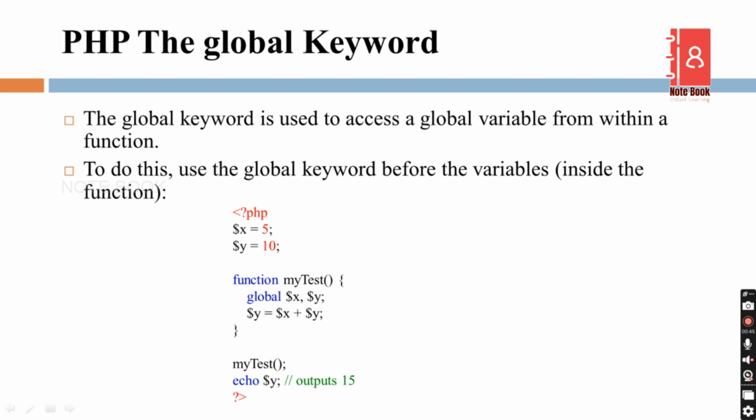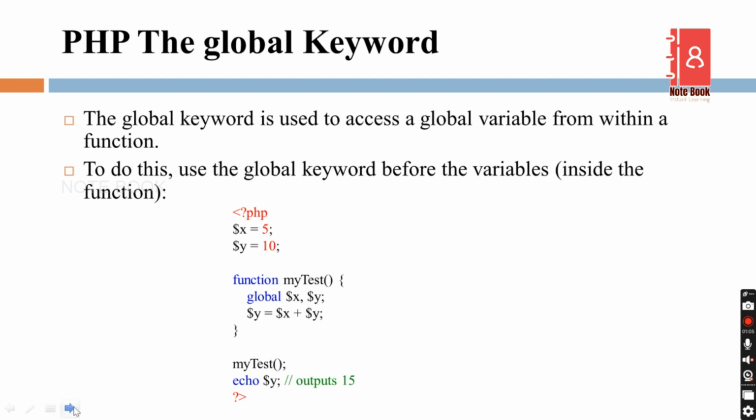So what will happen while printing the $y, the value $x 5 plus $y 10 will be taken into account, and $y will be 15. 10 plus 5, 15. So the output will be 15. So this is called the global keyword.